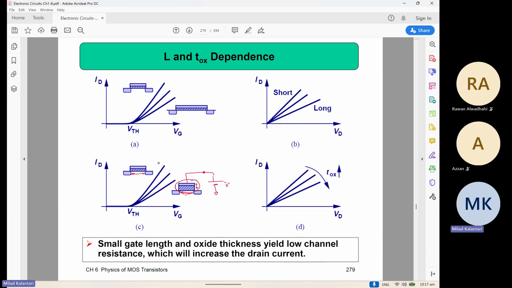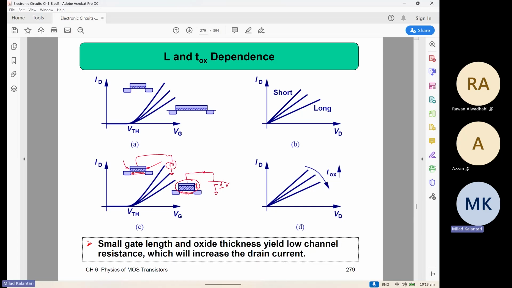On the other hand, if you have a thinner insulator, once you apply the same voltage to the gate, let's say 1 volt here versus 1 volt here, then this capacitance is higher, so it can store more charge underneath. And since you have more free electrons, the thinner oxide actually can conduct better.